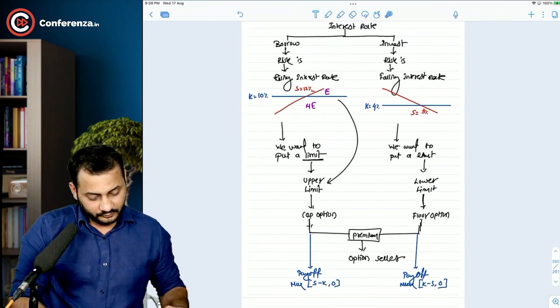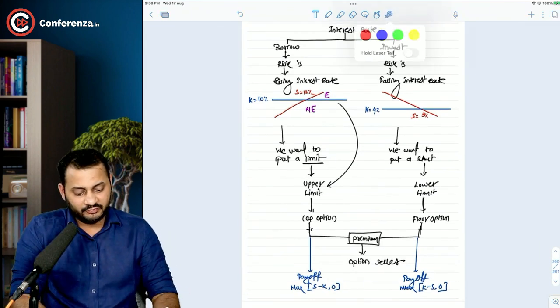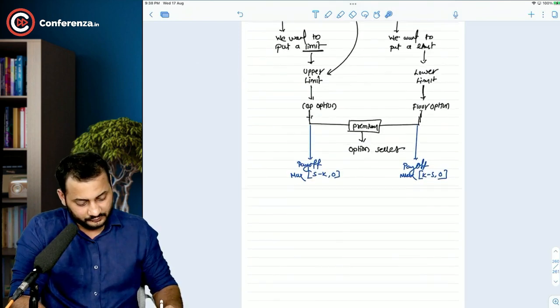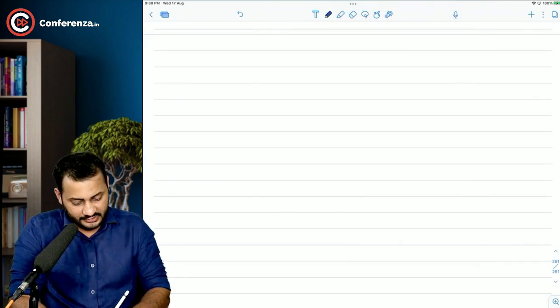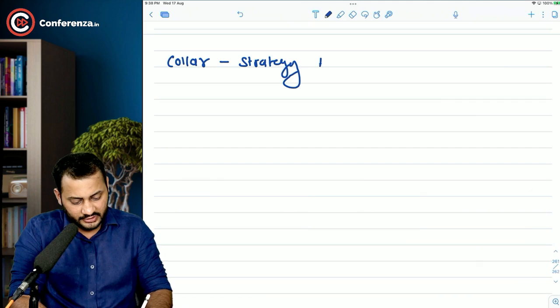Okay. There is one more type of option which is called the collar option. What happens in the collar option is that it's more or less a strategy. Collar is a strategy, mostly a hedging strategy. Okay.